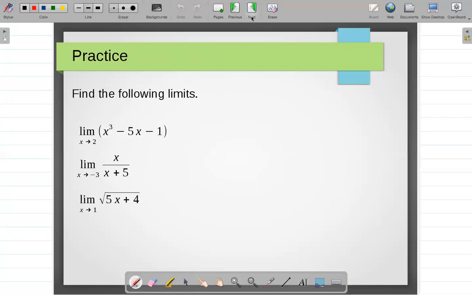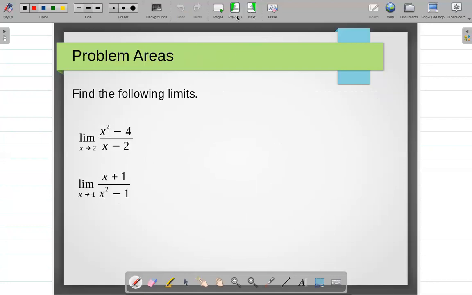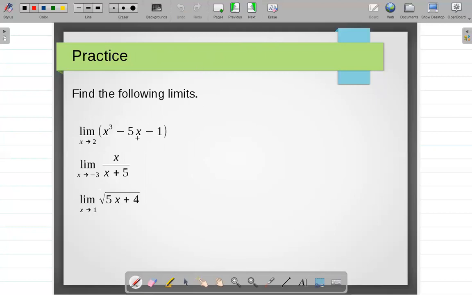Okay, let's do this one. Here we need to find the limit of this function when x approaches 2. Like I said, the only time we can say x approaches 2 is if x approaches 2 from the right and x approaches 2 from the left. Both of these are the same, but we don't have to do that for this one.